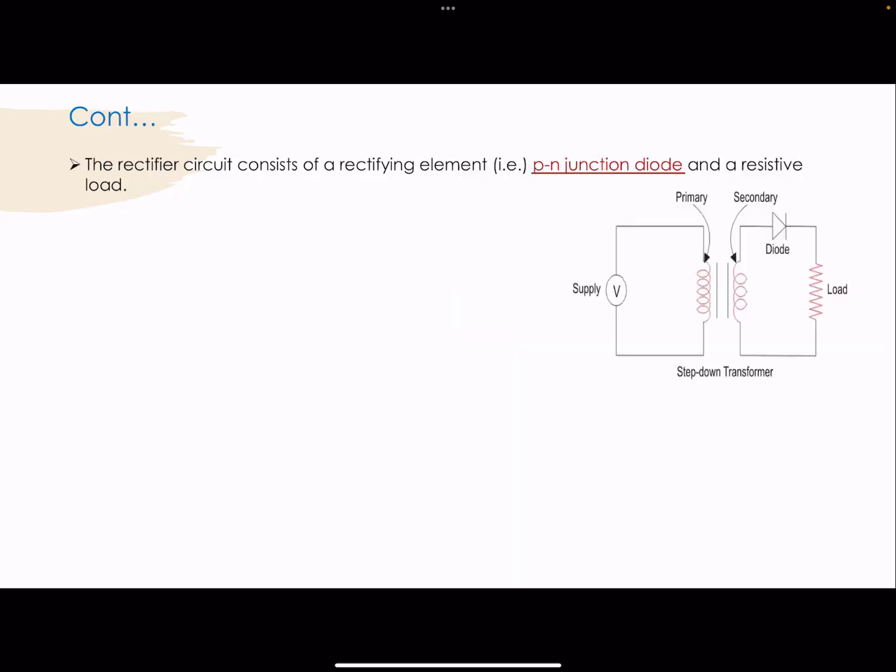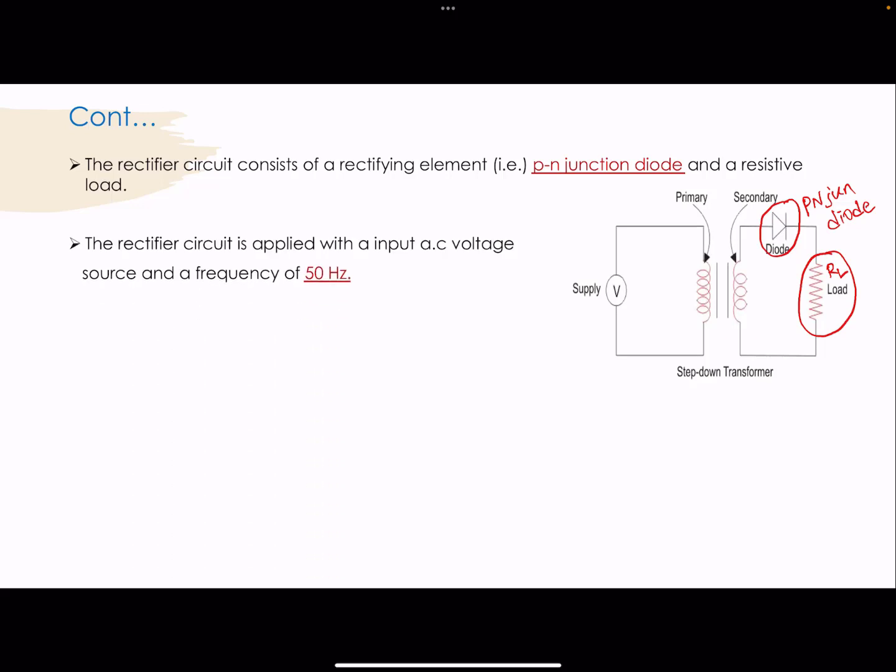And the rectifier circuit consists of a rectifying element, that is the PN junction diode, and a resistive load. So if you see here, this is the rectifying element which is the PN junction diode, and this is the resistive load which is RL. And the rectifier circuit is applied with an input AC voltage source with a frequency of 50 Hz. So this is an input AC signal of 50 Hz frequency applied to the rectifier.